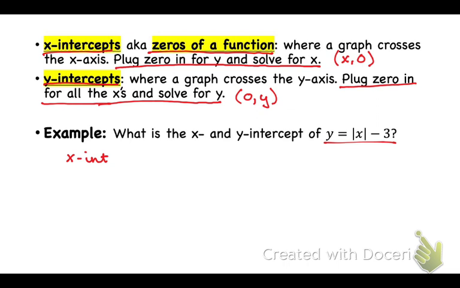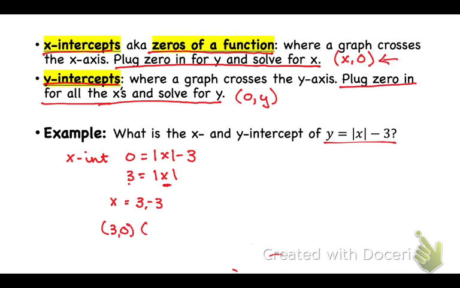So our rule said plug 0 in for y and solve, yes? So that makes it 0 equals the absolute value of x minus 3. Well, it's an algebra equation, so I would add 3 to the other side, yes? So 3 equals the absolute value of x. Well, what number would give me 3 when I take the absolute value of it? 3 and negative 3. So my x-intercepts are (3, 0) and (negative 3, 0). When you are asked for an x-intercept or a y-intercept, you write it as a point.